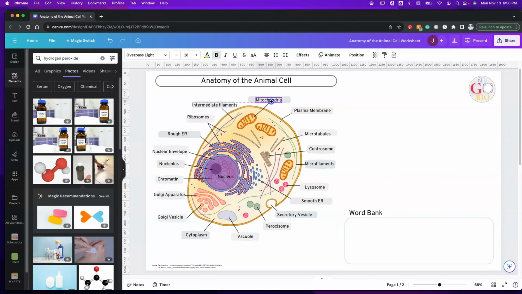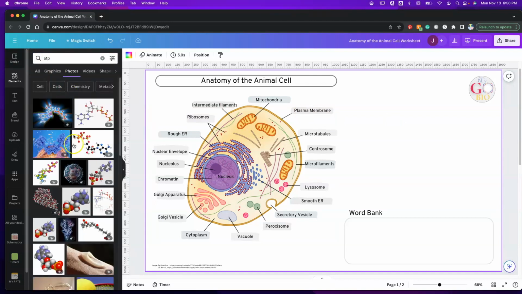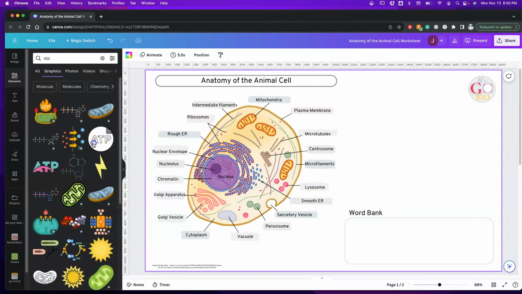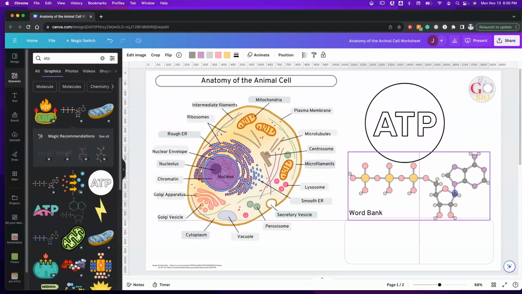And finally, I saved the best for last, the mitochondria. Say it with me, the powerhouse of the cell. So why is mitochondria the powerhouse of the cell? Well, it makes a very important molecule called ATP. ATP stands for adenosine triphosphate. We have an ATP here. Nitrogenous base adenine, we have the sugar ribose, and we have 3 phosphate groups.